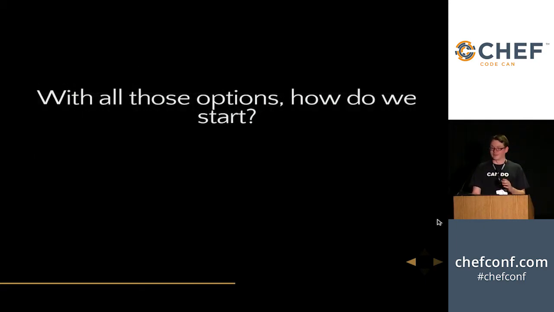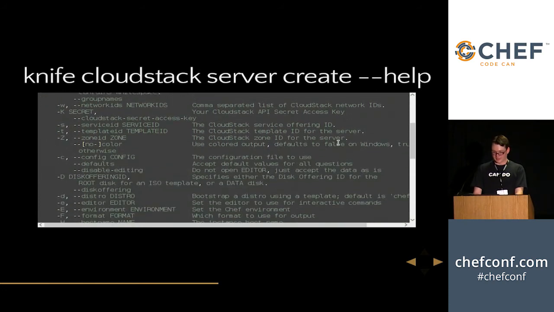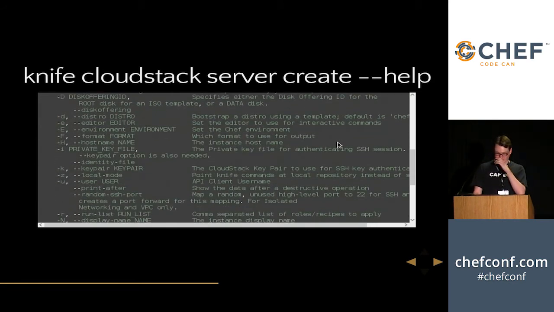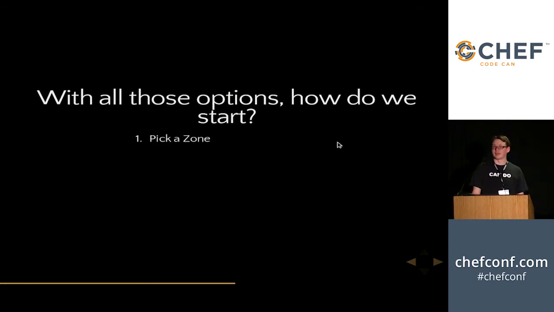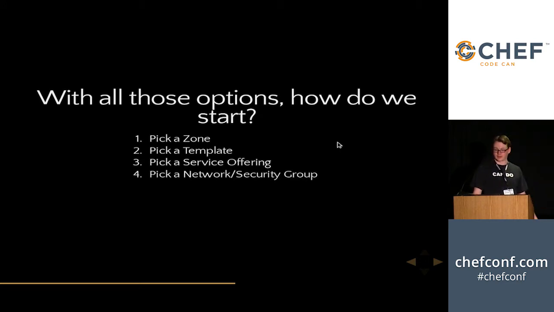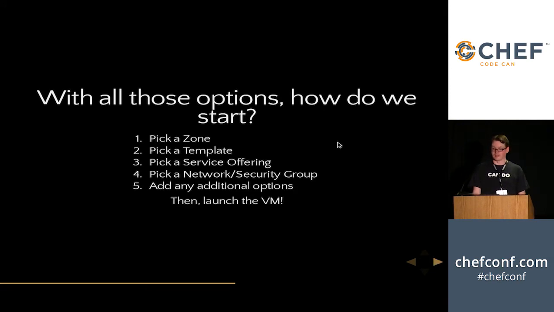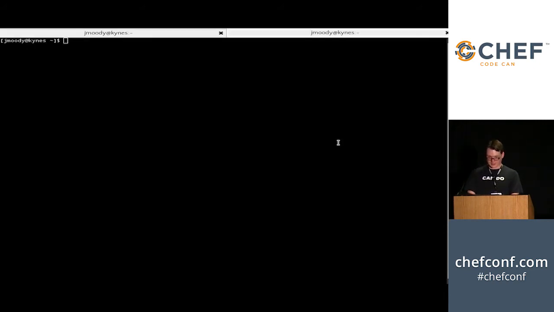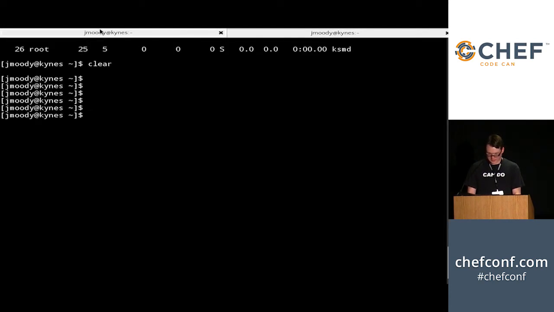So with all of these options that are available, as you can see, there's a rather lengthy scrolly page full of different options that you can pass to the Knife CloudStack server create command. How do we start? Initially you need to pick a zone, you pick a template, and you pick a service offering, so you pick the flavor of the server. You set up your networking, your security group, add any of your additional options, and you launch the VM. So I'm now going to, can you see this okay? Yeah. Okay, and I will open a second tab. As I said, we have a million different options.